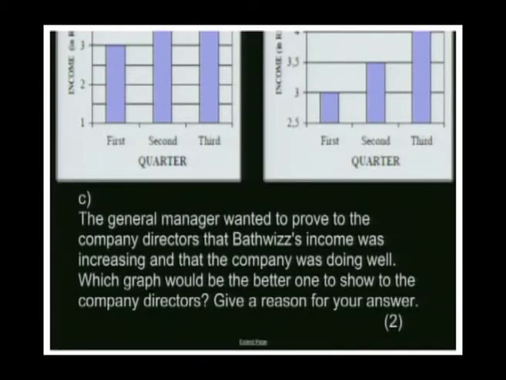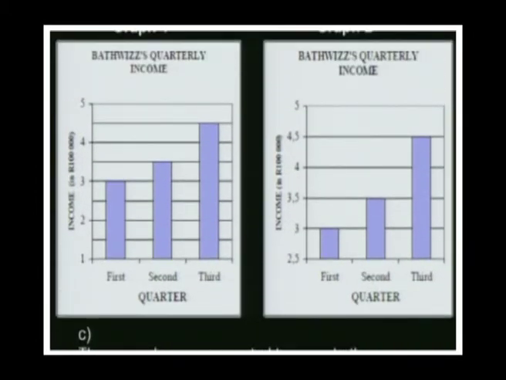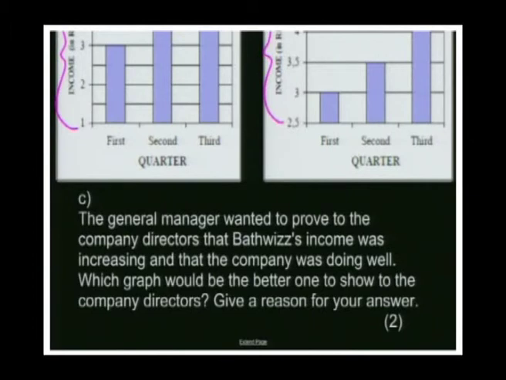For C, we're looking at our general manager, and as I said earlier, these two graphs actually show the same thing, although they look a little bit different. Why do they look different? It's got to do with the scale on this side. But let's read the question first. The general manager wanted to prove to the company directors that Bathwiz's income was increasing and that the company was doing really well. Which graph would be better to show the company's directors? Give a reason for your answer.